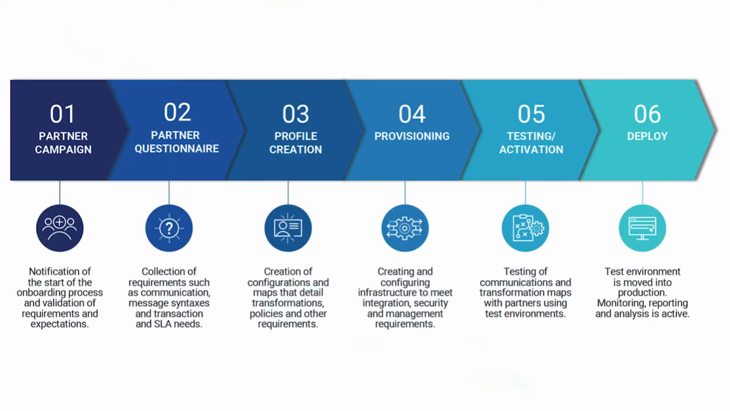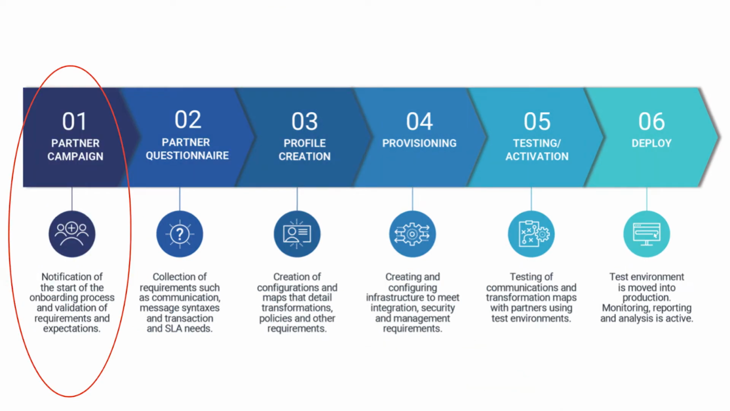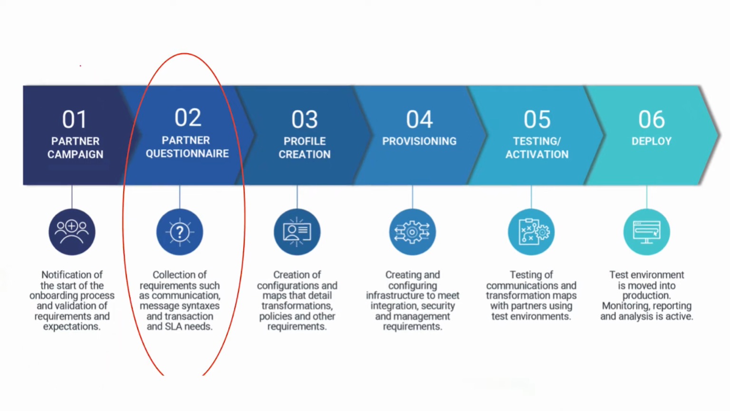This image lays out the 6 common steps of the EDI onboarding process. 1. EDI Partner Campaign. This outlines the project in its totality. The goal is for both partners to gain an understanding of the resources involved and to get buy-in from all business entities for alignment. 2. EDI Partner Questionnaire. The partner questionnaire helps both partners understand respective requirements such as communication methods and SLA needs.